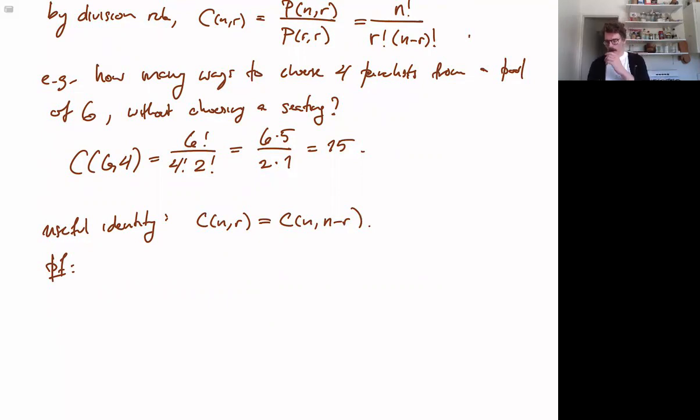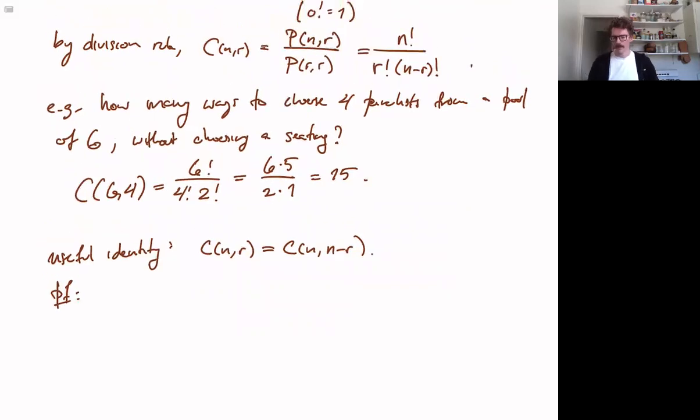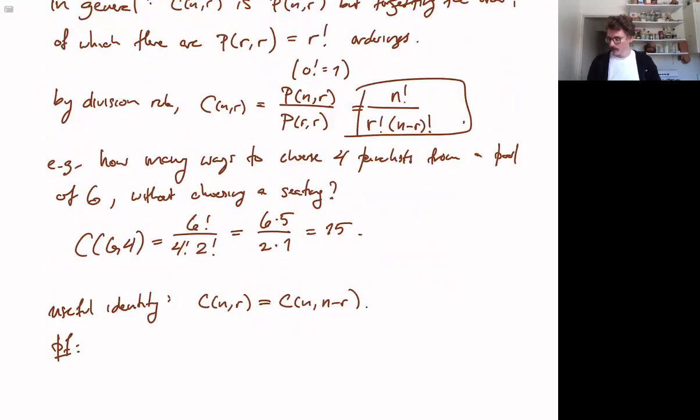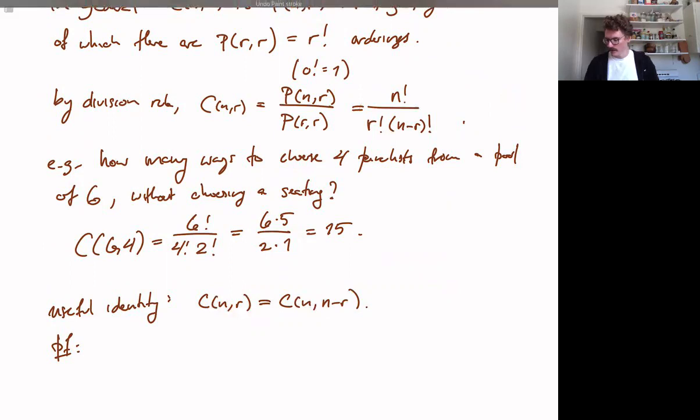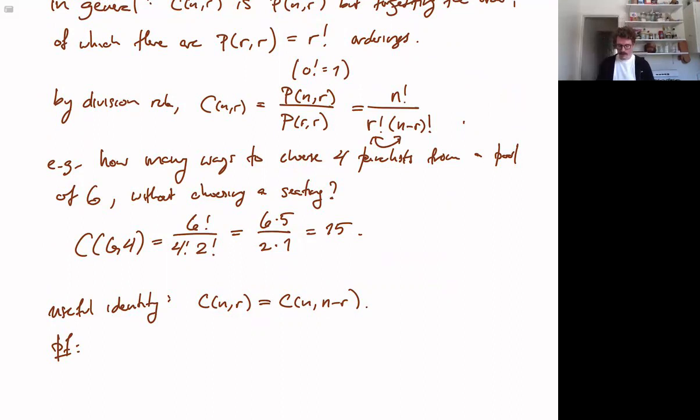I'm going to give two proofs. The first one is that you can just look at the formula and observe that it is true, because you have the same n on both sides, so you have the same numerator. And replacing r with n minus r just switches the order of these factors, but doesn't really change anything. So from the formula, you can directly see that this is true. It can be seen from the formula.